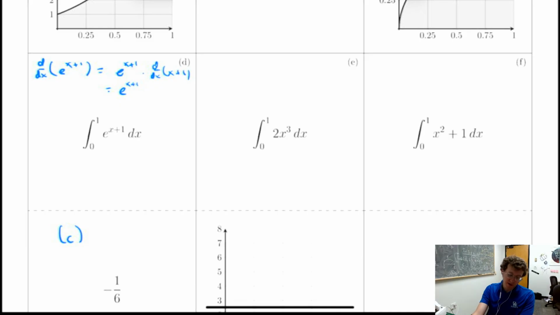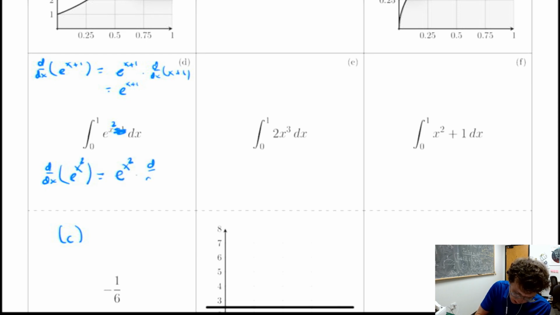I do want to caution you, though, that if this were like e to the x squared, this wouldn't work out so nicely. The antiderivative would not be simply e to the x squared, because the derivative of e to the x squared is not just e to the x squared, it's 2x e to the x squared.